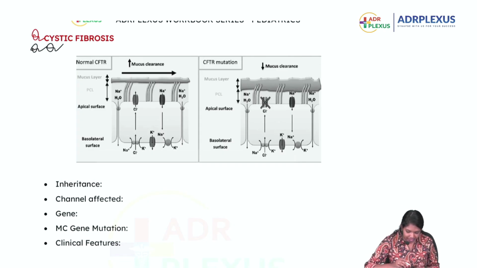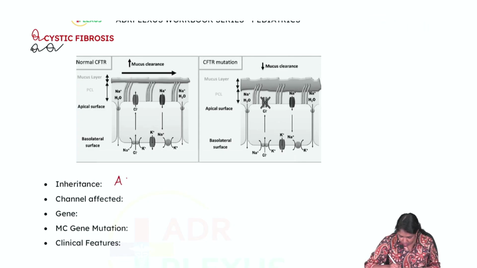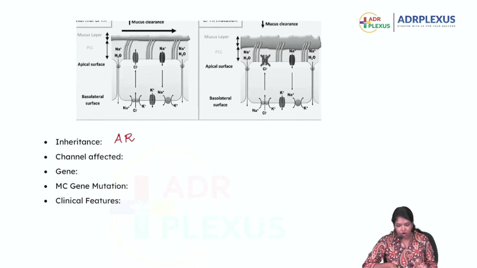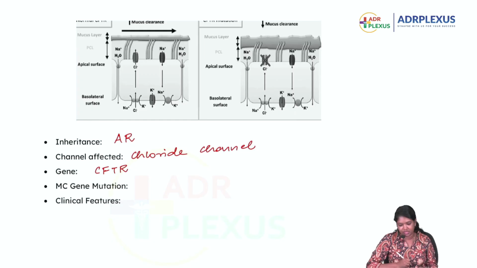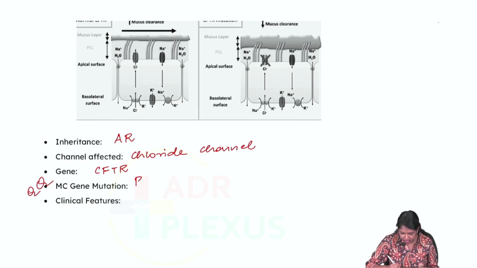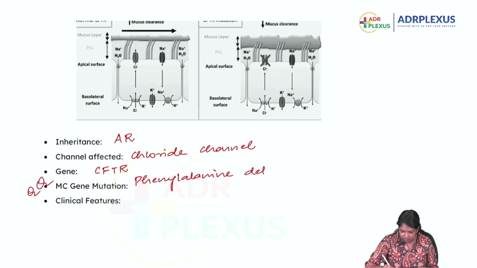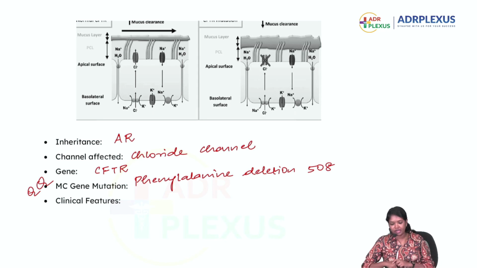Okay, fine. Inheritance. What is the mode of inheritance? Autosomal recessive. Very good. Channel affected? Chloride channel. Gene mutation? CFTR gene mutation. Most common gene mutation was the question asked. Deletion of phenylalanine at position 508. Deletion 508 of phenylalanine.